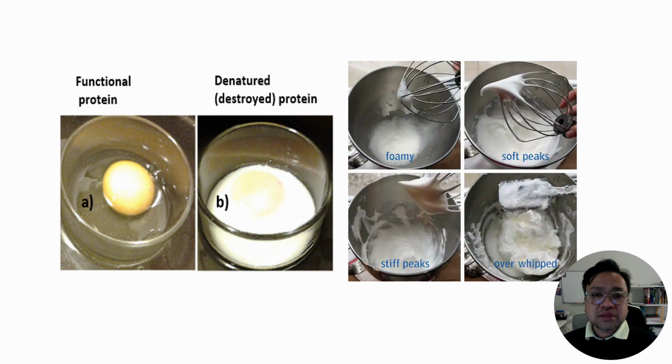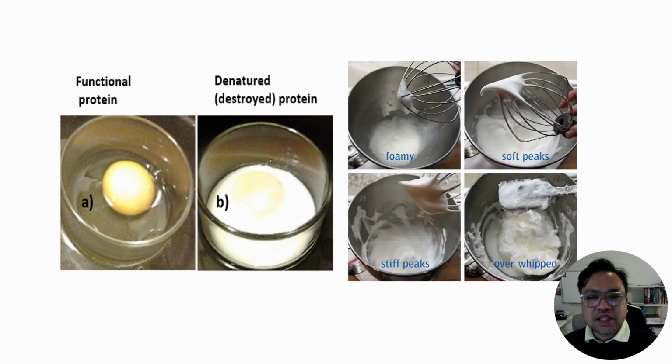Stiff peaks are caused by more whisking, which leads to further denaturation, creating a firmer, more structured foam that holds its shape. Overwhipped, which is excessive whisking, fully denatures the proteins, causing the foam to collapse and form a grainy, clumpy texture due to protein aggregation.